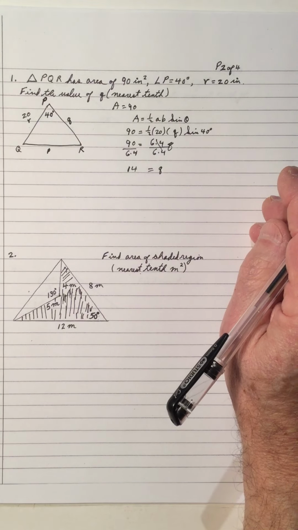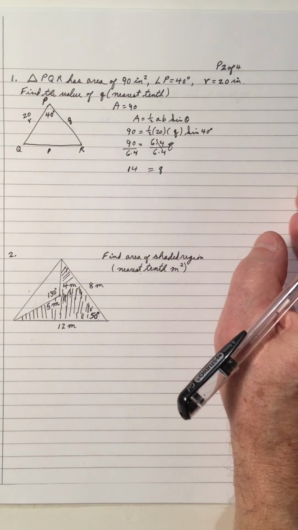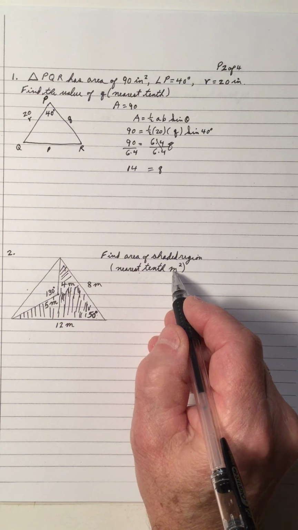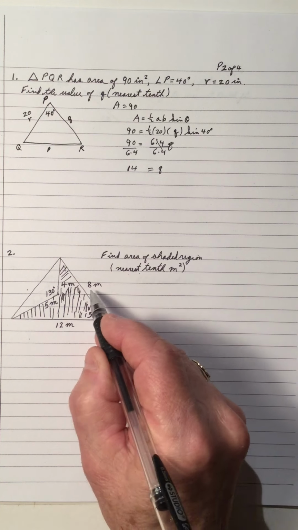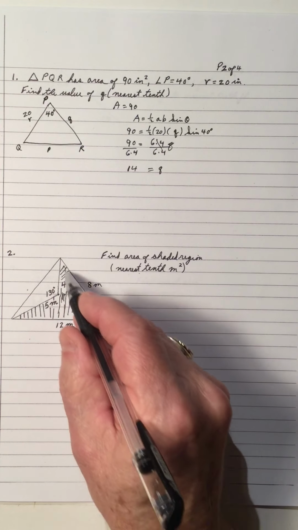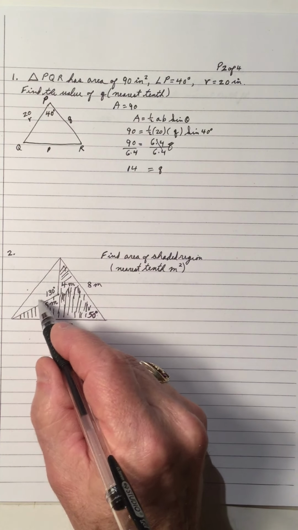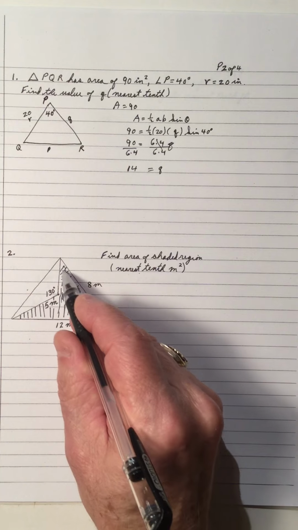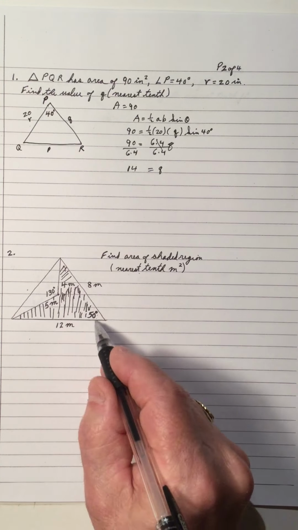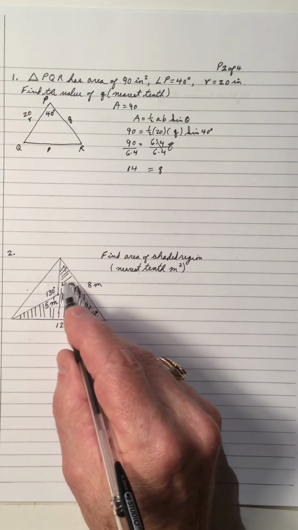Okay, we have another one here. Again, pause the video and work these out. Find the area of the shaded region to the nearest tenth of square meters. Notice we have two triangles. We have a big triangle, and we have this triangle we want to shade. This is the quadrilateral here. So we have two triangles.